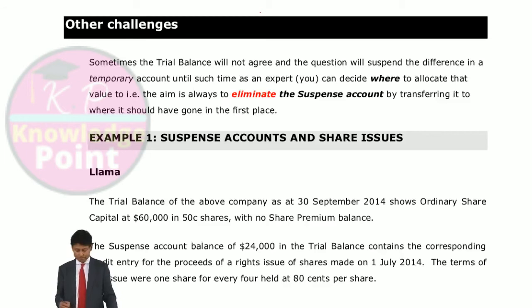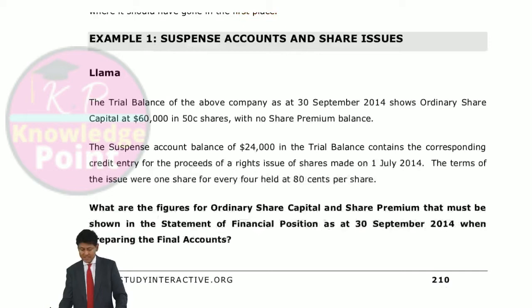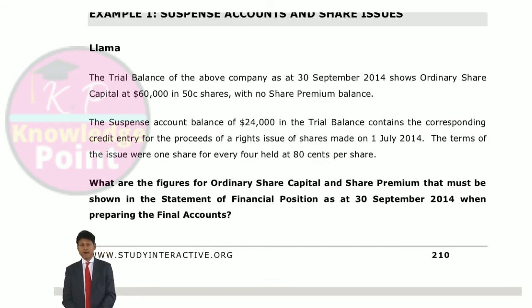Before that, let's have a little read of this. Sometimes the trial balance will not agree and the question will suspend the difference in something called a suspense account, which eventually must be eliminated. And so you're the expert, the ACCA qualified. And here we have an extract from a question a few Decembers ago called Llama. So I've picked out a couple of paragraphs from there and just made it into a little knowledge test. And so in the exam, this will be dressed up as a two-mark MCQ. And you read it and you say, oh, right, it's A or B or whatever it might be.